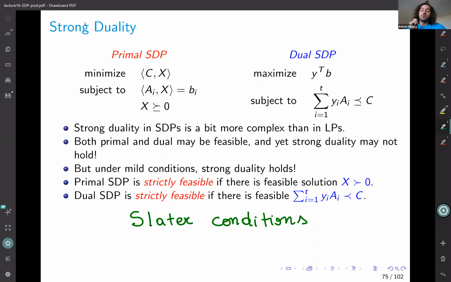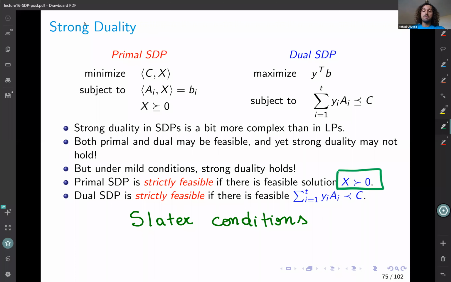So this is a sufficient condition, which is known as Slater conditions. And the conditions are, if the primal semi-definite program is strictly feasible, what do I mean by strictly feasible? It has a feasible solution X, and X is positive definite, okay? So X doesn't have a zero eigenvalue, right? So if you have a strictly feasible solution, we call it primal strictly feasible.